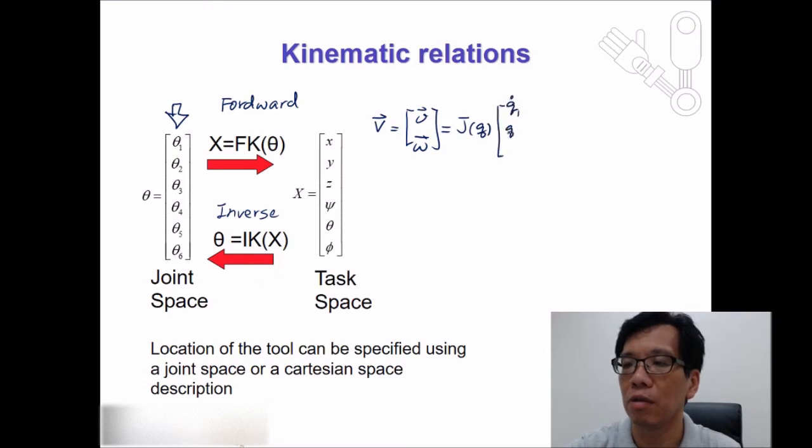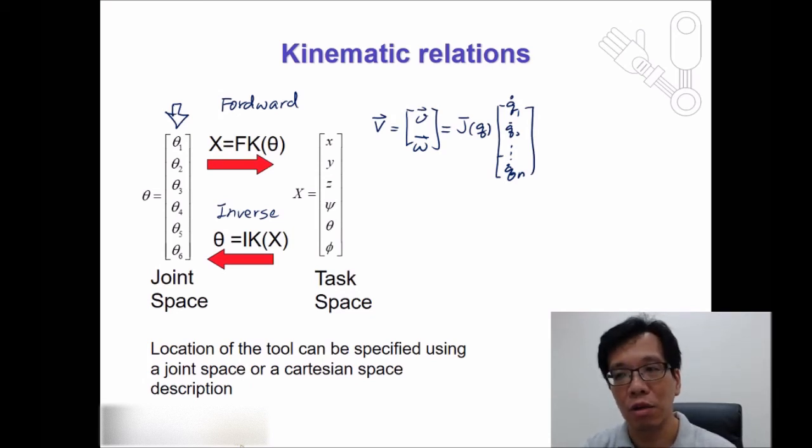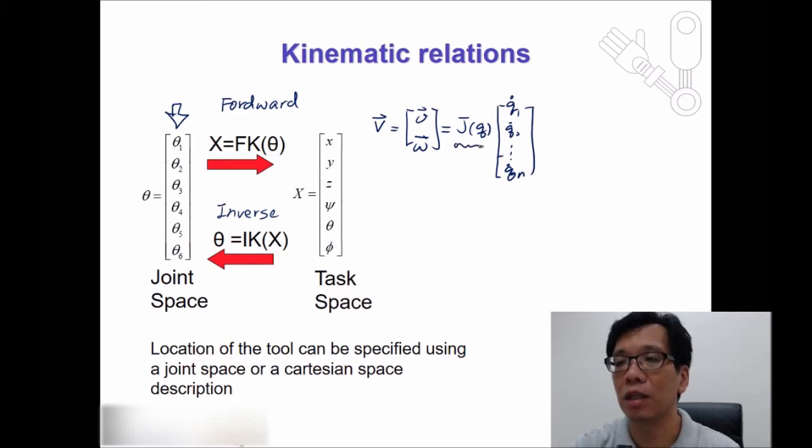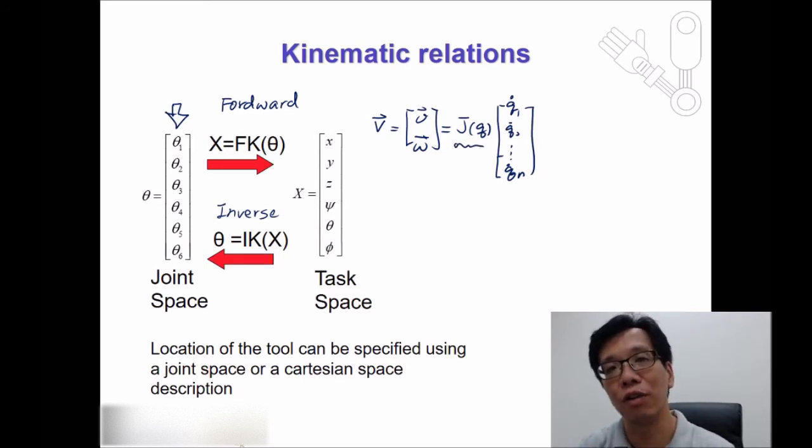Q1 dot, Q2 dot, depending on how many you have, you're going to have a corresponding number of variables. That is one way. So now, if we do know our velocity, the 6 components, and we desire to find out the condition of individual joints, can we do that? The answer is yes, because this is a conversion matrix from Q to the velocity side.